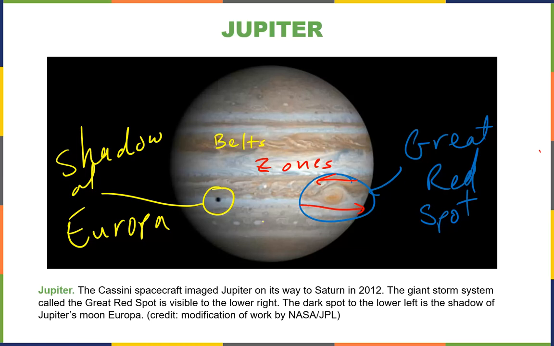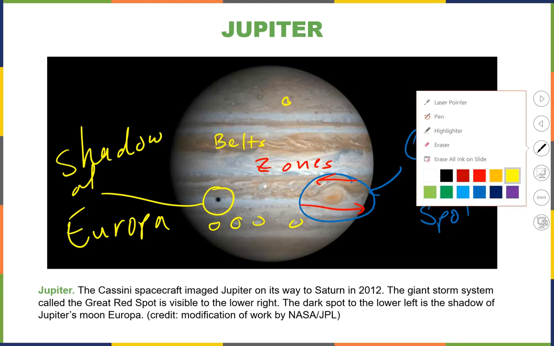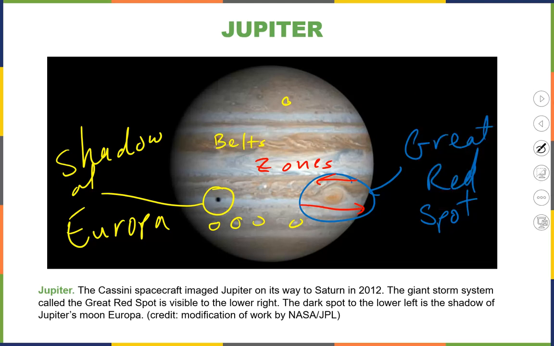Notice all of these little storms like this. There are lots of those. Those are all cyclonic storms of the same nature as the Great Red Spot. But they don't have the longevity of the Great Red Spot. These storms come and go. They've been observed to end. They've been observed to start. They've been observed to merge. Two storms come together and merge. So there's very interesting weather going on here.